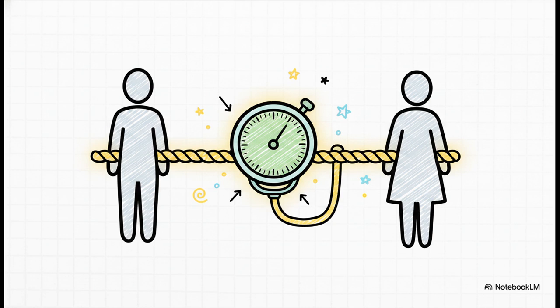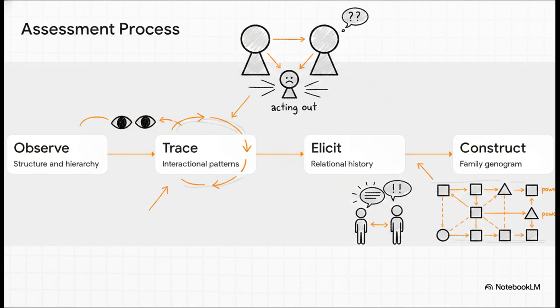They are actually measuring the health and functionality of the relationship itself, the dynamic between partners or between parent and child, because in this room, the relationship is the patient. The systemic assessment process is highly active. The counselor observes who actually holds the power in the family structure. They trace problematic interaction patterns.